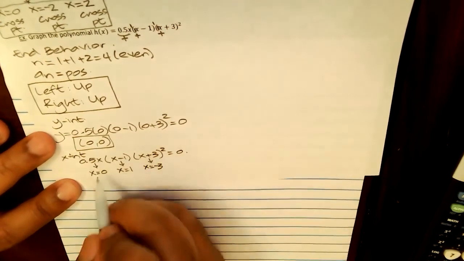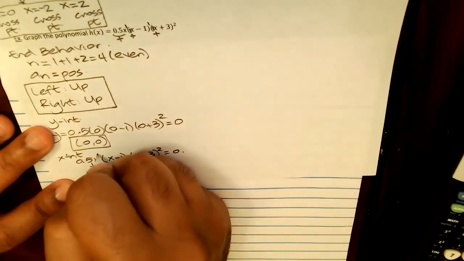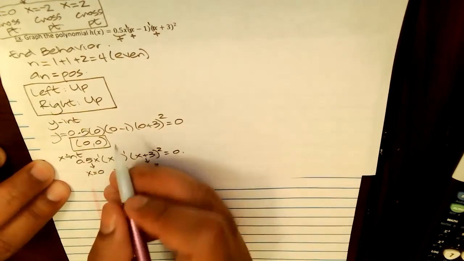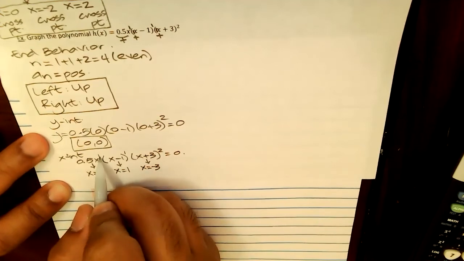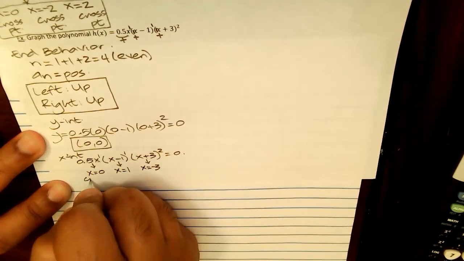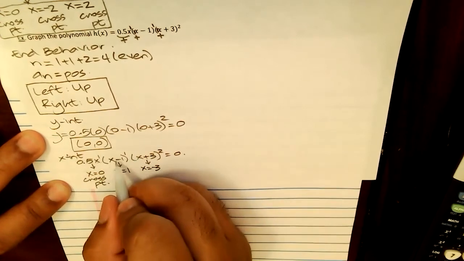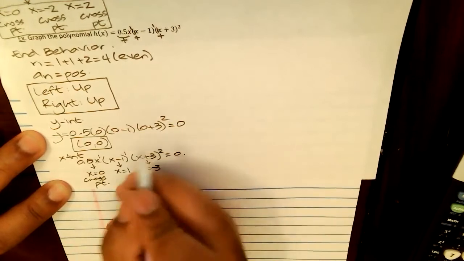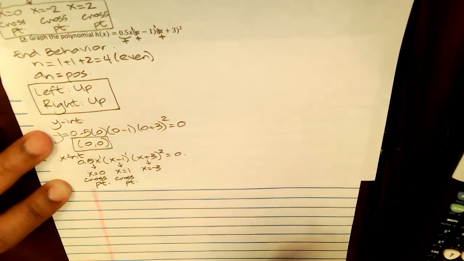Now I have to figure out if those are going to be cross points or touch points. The cross points and touch points come again from the power of each factor. So 0.5x, that's the same thing as x to the power 1. So this power is 1, which is an odd number. So the multiplicity is odd. When the multiplicity is odd, that tells me that it's a cross point. Same thing for x minus 1. It was power 1. I only had one of them. So that's an odd multiplicity. So at 1, I'm going to have a cross point again.